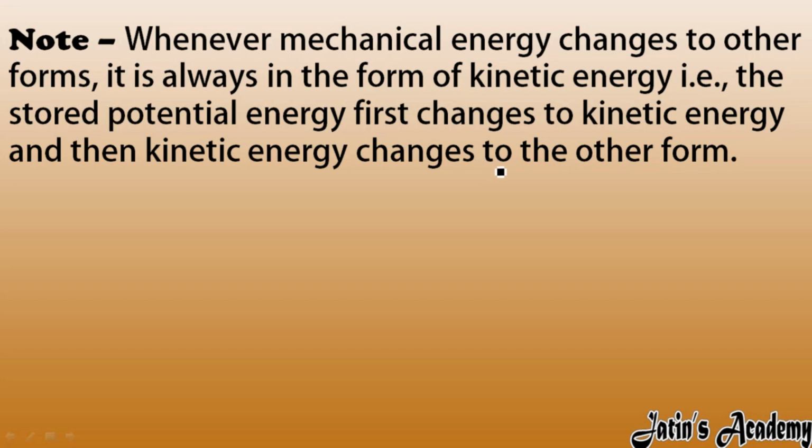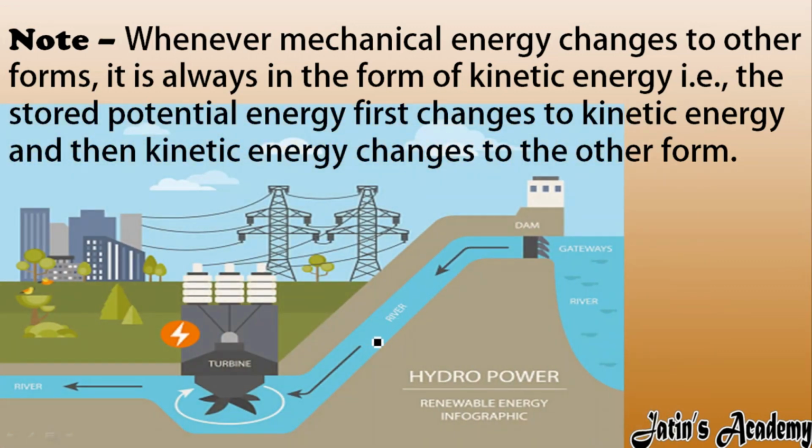Carefully see. For example, kinetic energy is there in the water, which rotates the turbine and it generates electricity. So in this case, what is actually happening? First the stored form of mechanical energy, which is potential energy, is converted into kinetic energy and then kinetic energy transforms into another energy. So this is a very important note: whenever there is a change in mechanical energy to another form, it always happens through kinetic energy, meaning potential energy cannot be directly converted into another form. First it changes into kinetic energy and then any other form can take place.